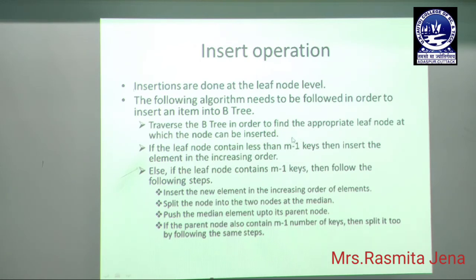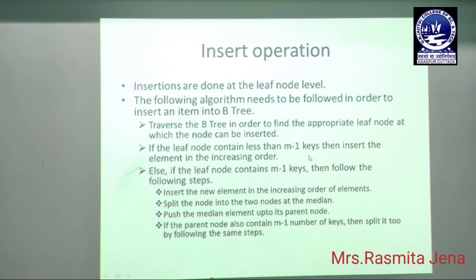So, first compare with the root node. If it is less, then go for the left subtree insertion. If it is greater, then go for the right subtree insertion. Then, when we get the appropriate position for the node which is to be inserted, check whether the leaf node contains less than m-1 keys, because this is our property or condition for a B tree, that a node can contain a maximum of m-1 keys.